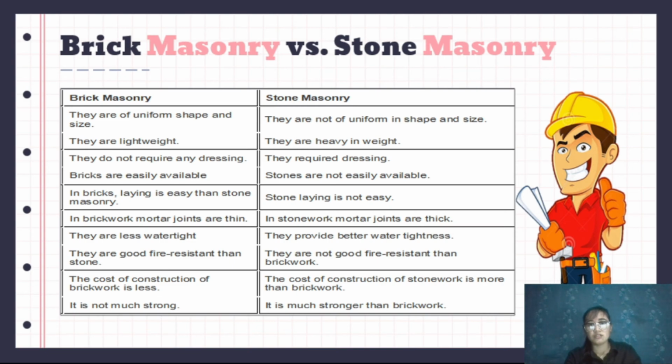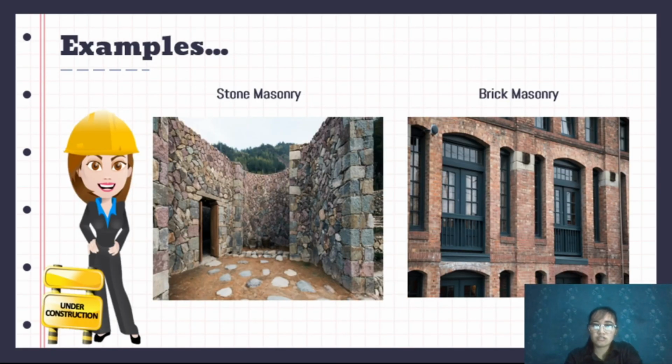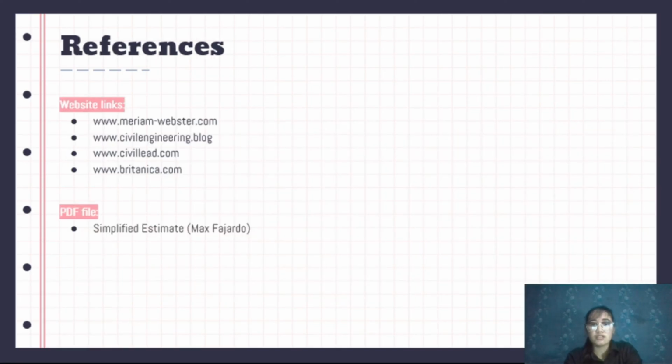Next is brick masonry versus stone masonry. The two are different in some ways; they have their own characteristics. Brick has a uniform shape, unlike stone masonry, which has no uniform shape and size. Stone masonry is also heavy in weight, and much stronger than brick, because brick masonry is not that strong. Examples are stone masonry and brick masonry structures. That's it. Thank you for listening.